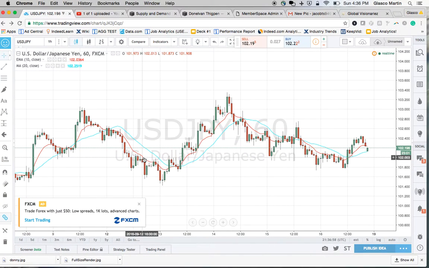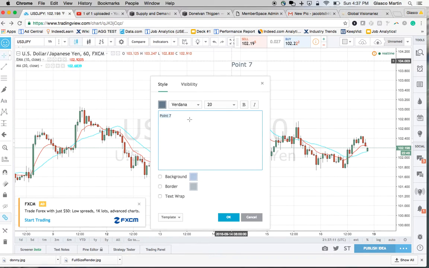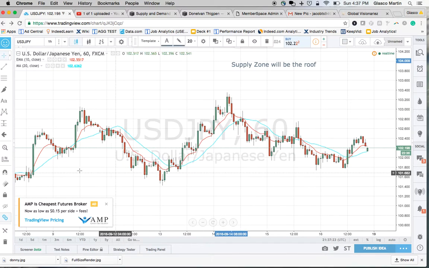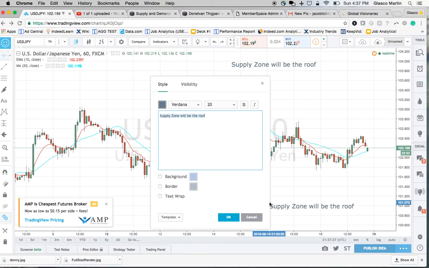Hey everyone, in this video I'm going to go over how to use supply and demand zones and exactly what they are. First off, the supply zone is going to be the roof, so it'll be the top. I'll write that up here so y'all can have that. Supply zone will be the roof, and then the demand zone will be the floor or the bottom.